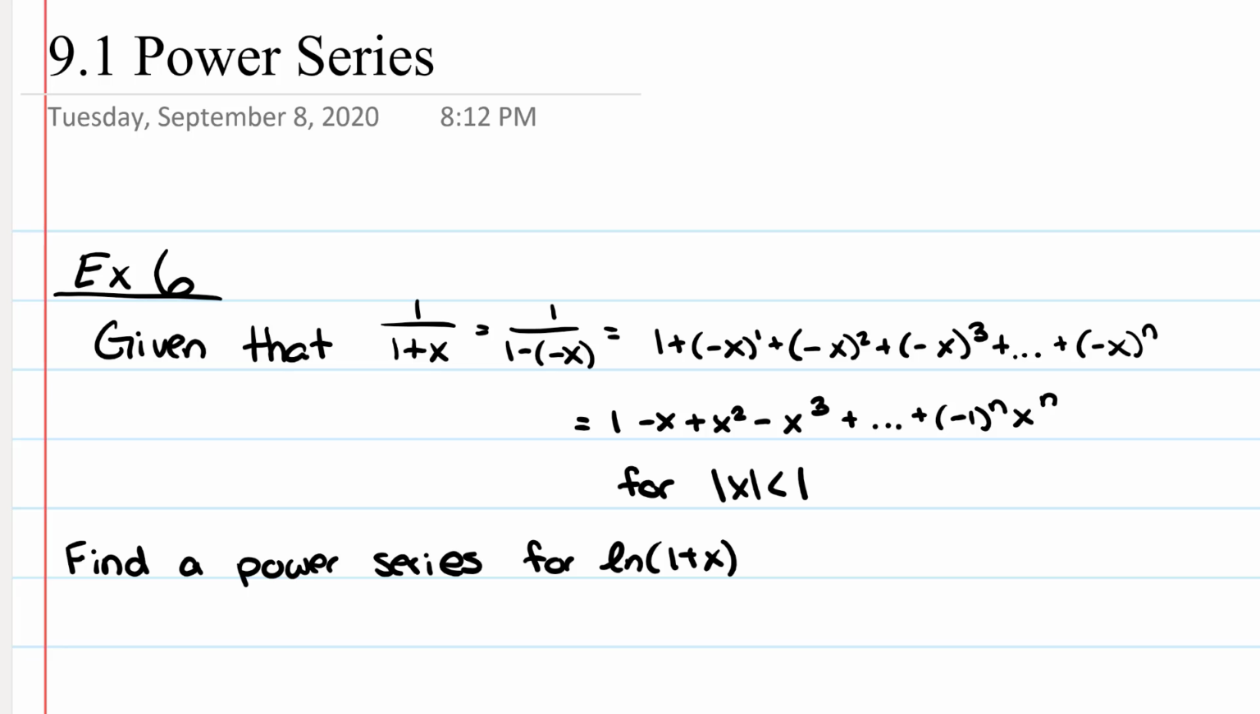9.1, example 6. In this example, we're going to look at finding a power series for the function ln of 1 plus x. So we know that 1 over 1 plus x is equal to 1 over 1 minus negative x. And we know that the power series for 1 over 1 minus x is 1 plus x plus x squared plus x cubed plus dot dot dot.